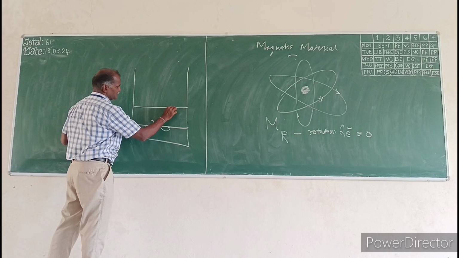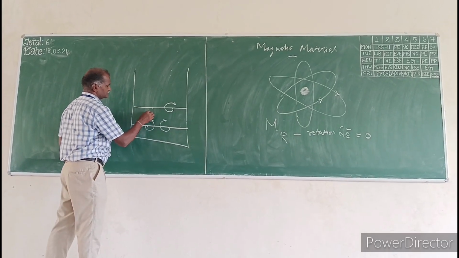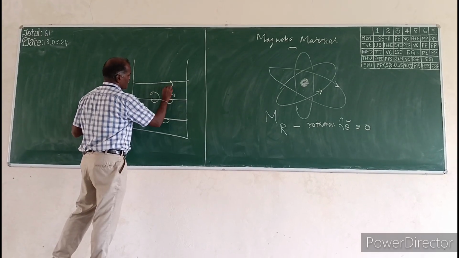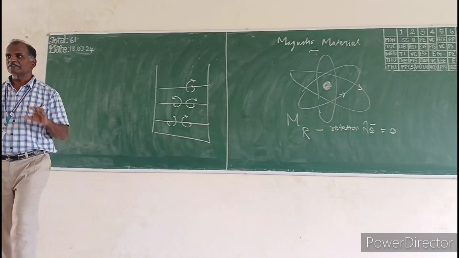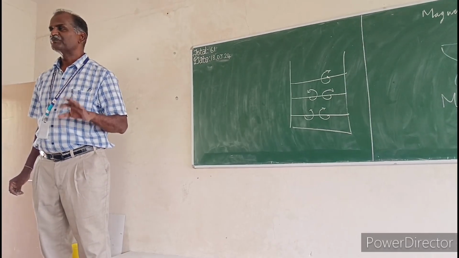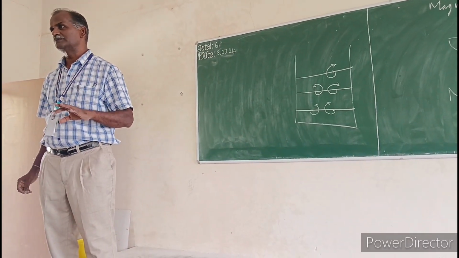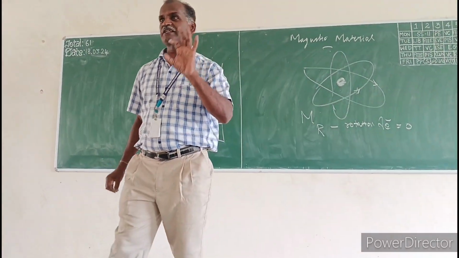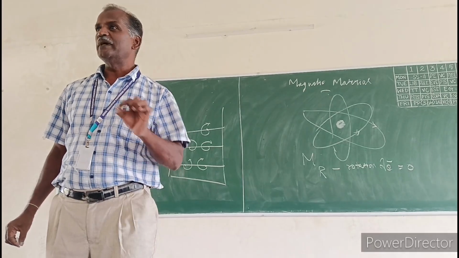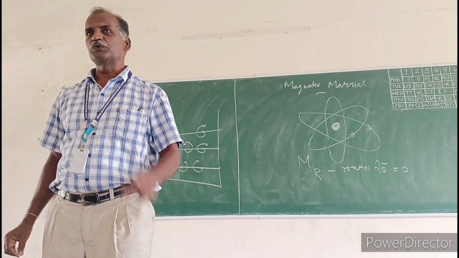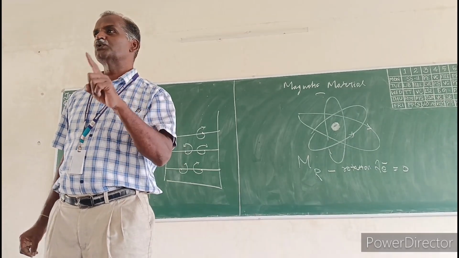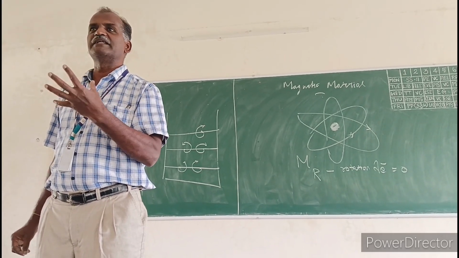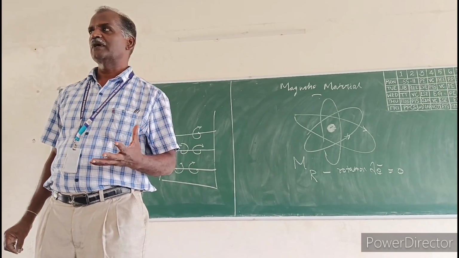In the next state, maybe 2. The last state has an unpaired electron. Due to this unpaired electron alone, the atom has some electric effect. This electric effect yields the magnetic moment of the atom. So you can say in a single word that due to the unpaired electron, we are getting the magnetic moment of an atom.